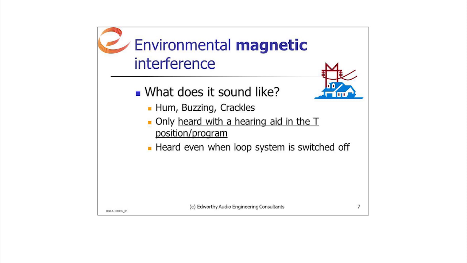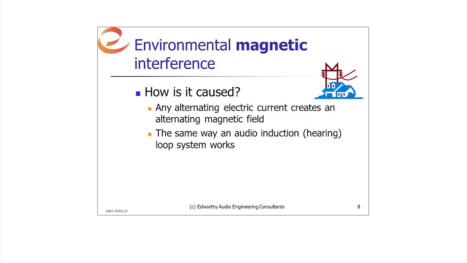What does it sound like? Well, it's hum, it's buzzing, it's crackles, and importantly, it's only heard with the hearing aid switched to the T position. And even more importantly, it's heard even when the loop system is switched off. So it's not noise that's generated by the loop system, it's noise that's present in the environment that the loop system is installed.